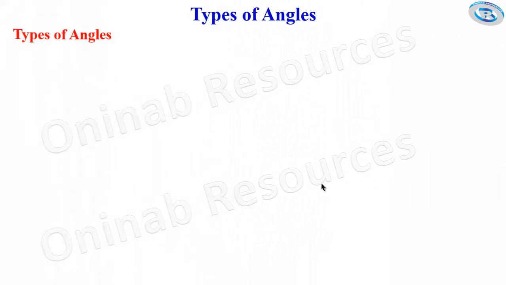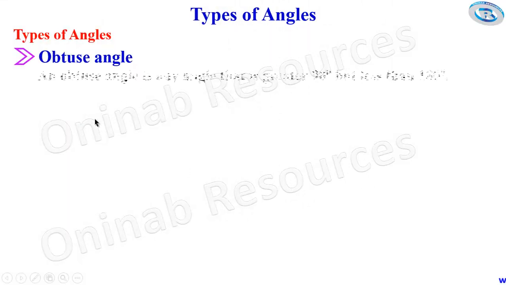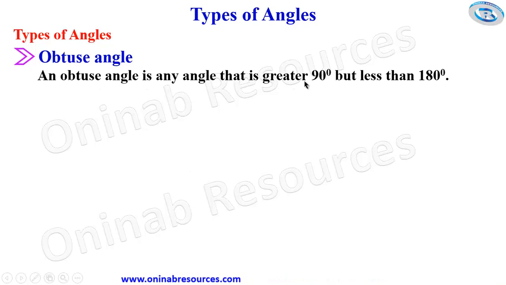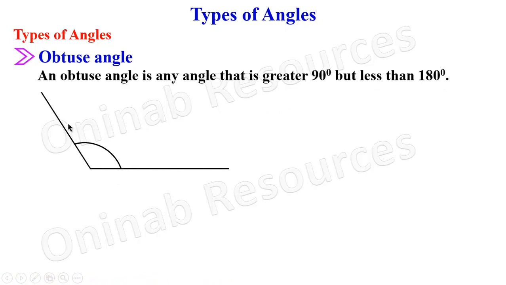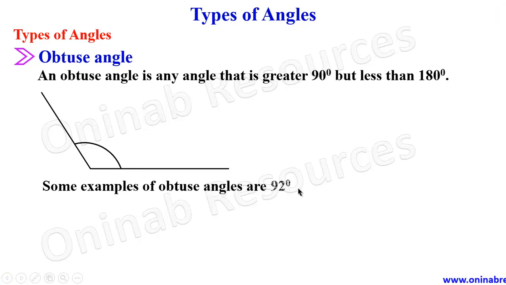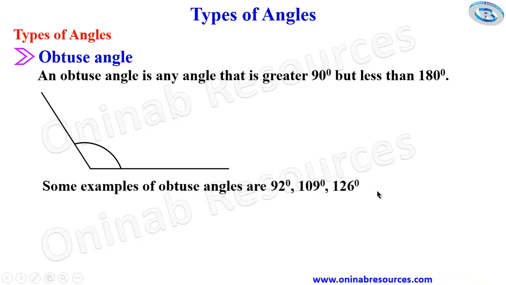So the next is obtuse angle. An obtuse angle is any angle that is greater than 90 degrees but less than 180 degrees. So we have the diagram. You can see this is not a straight line and it is more than 90 degrees. And the lines are not perpendicular to each other. So this is an obtuse angle. Some examples of obtuse angles are 92 degrees, 109 degrees, 126 degrees, 178 degrees, and so on.